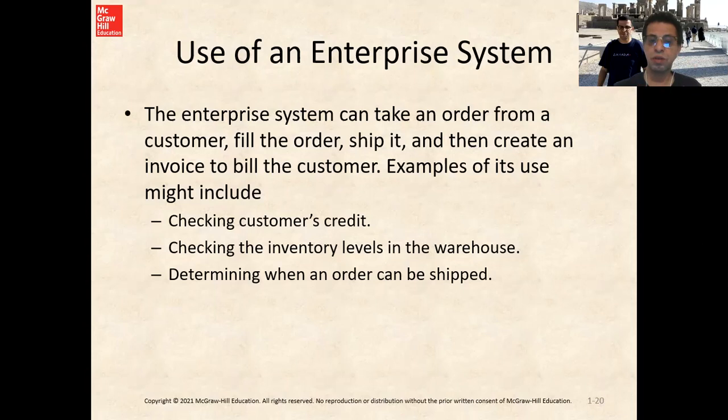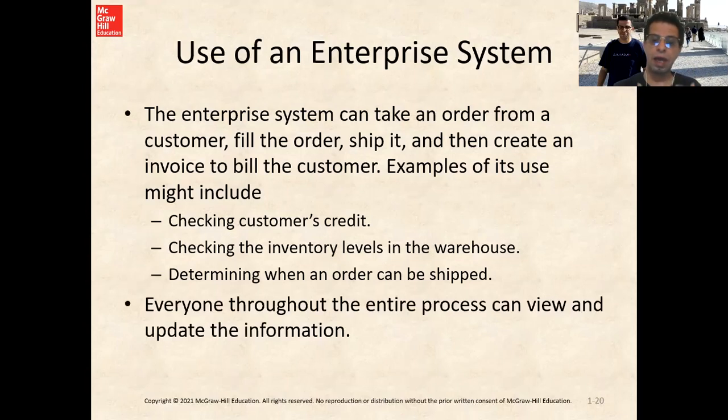Examples of this use might include checking the customer's credit, checking the inventory level in the warehouse, and determining when an order can be shipped. These are all part of the ERP. Everyone throughout the entire process can view and update this information, assuming they are allowed to view and update it.